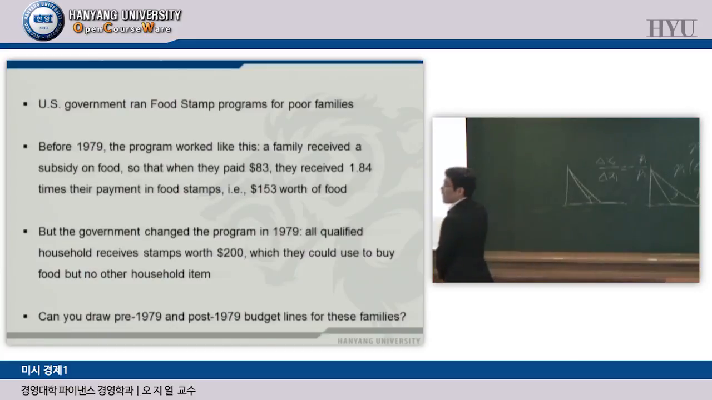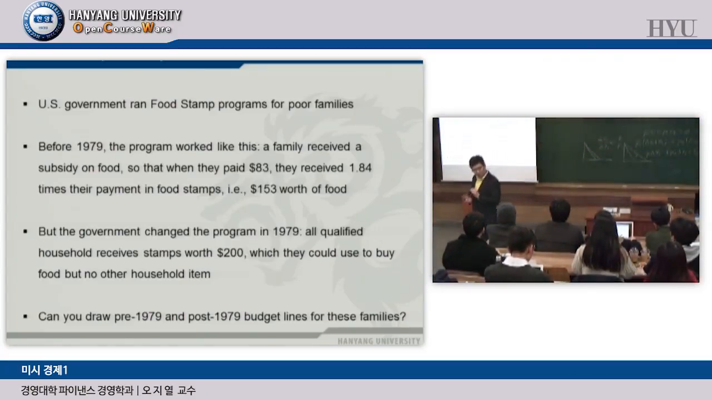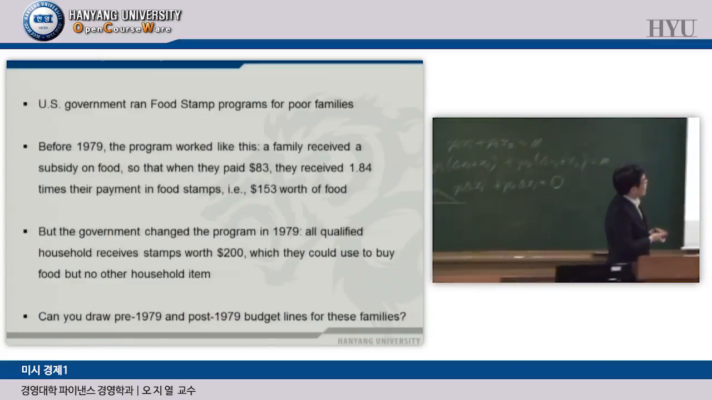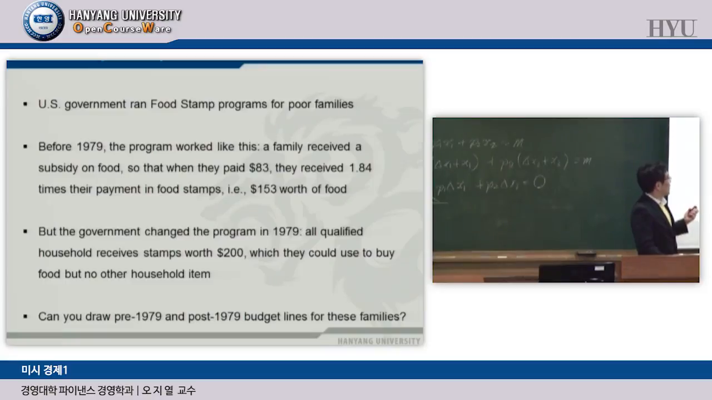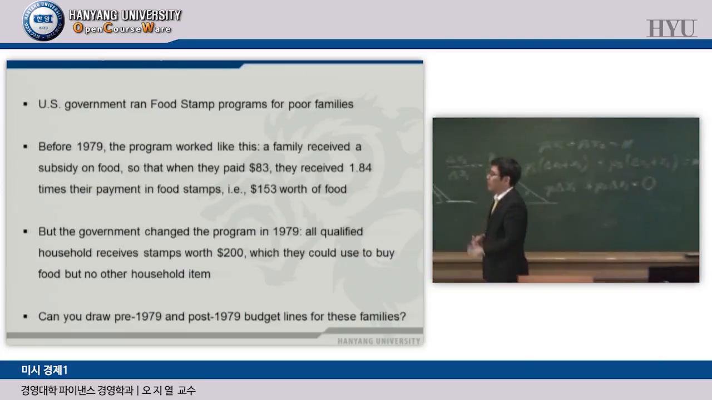Now, in the textbook, in the Varian textbook, there's an example of a US government food stamp program. This is a very popular program. I'm not sure whether it still goes on at the moment or not, but before 1979, the program worked like this, okay? A family essentially received a subsidy on food, yeah? So you buy these stamps.